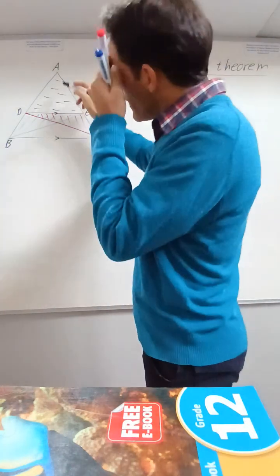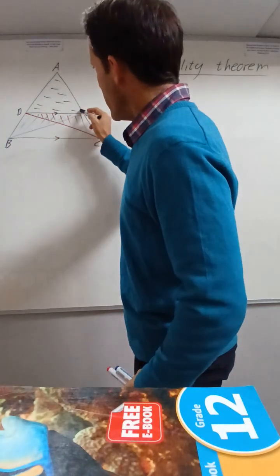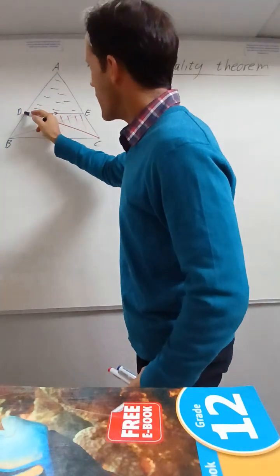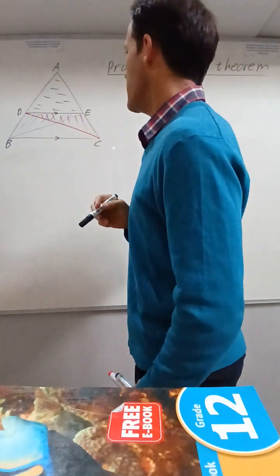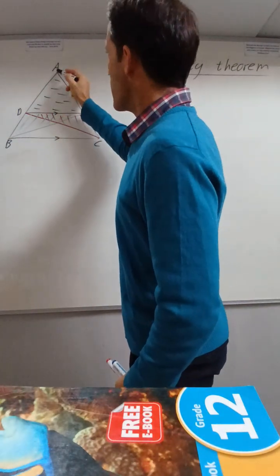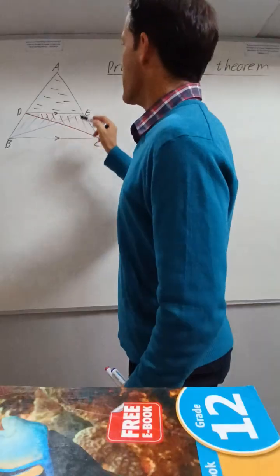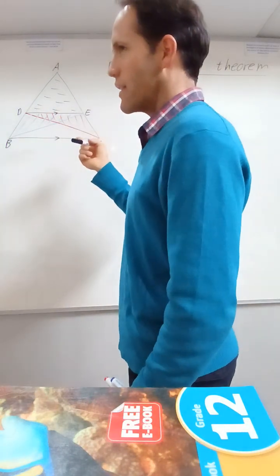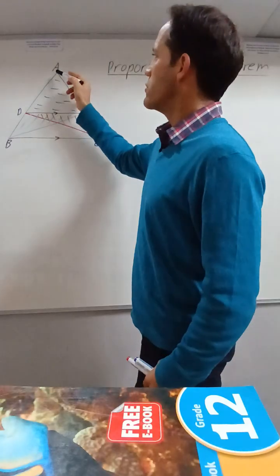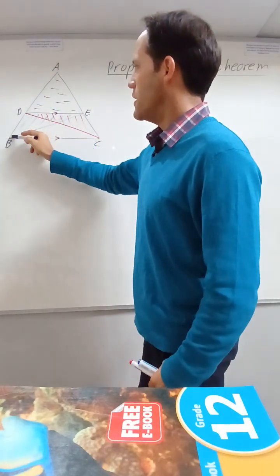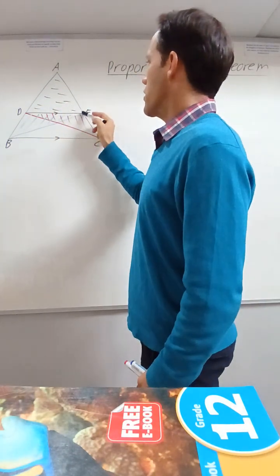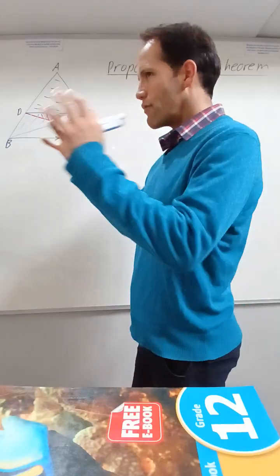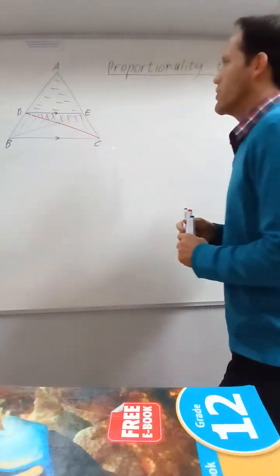So if we can show that the area of triangle ADE divided by the area of triangle DBE is equal to the area of triangle ADE divided by the area of triangle DEC, then we can use that to show that AD over DB is equal to AE over EC. And that's the bigger picture of what we're going to try to do.